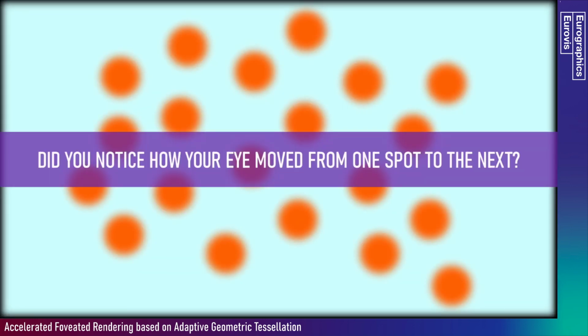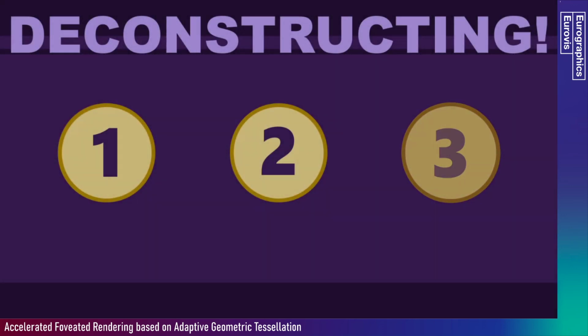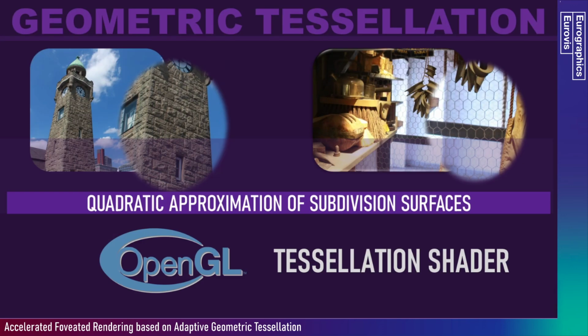Did you notice how your eye was moving in a jerky motion? This is how saccades and fixations occur. The third key phrase is adaptive geometric tessellation. Tessellation is the arrangement of shapes closely fitted together, especially polygons.